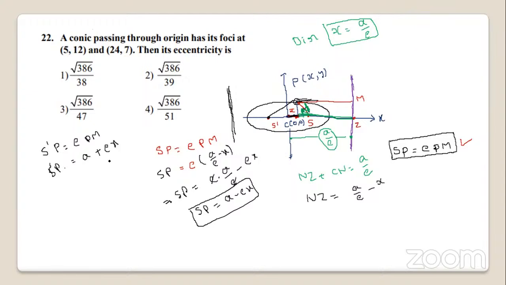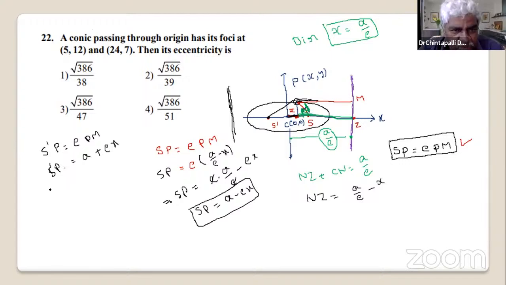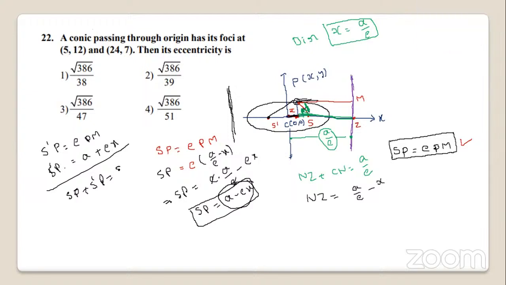Got it? If we add these two, what happens? SP plus S dash P is equal to... SP is A minus EX, S dash P is A plus EX. So the sum is 2A. This is the conclusion.